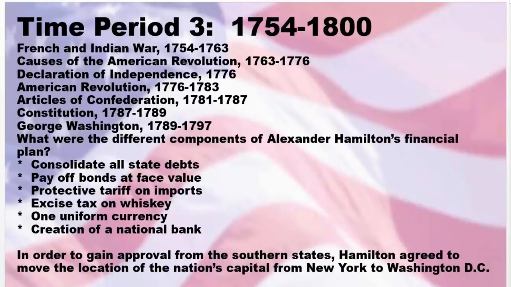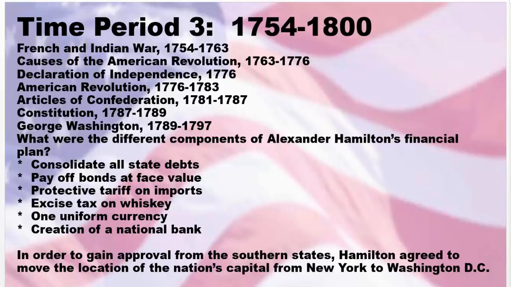And he was going to raise money through two measures. First, he was going to ask for a protective tariff on all imports, and then the second was going to be an excise tax on the sale of whiskey. You might recall, farmers in Pennsylvania were not pleased with this, and that led to their whiskey rebellion. I probably should have said this earlier, but he did want to have one uniform currency for the United States. At the time, each state had its individual currency.